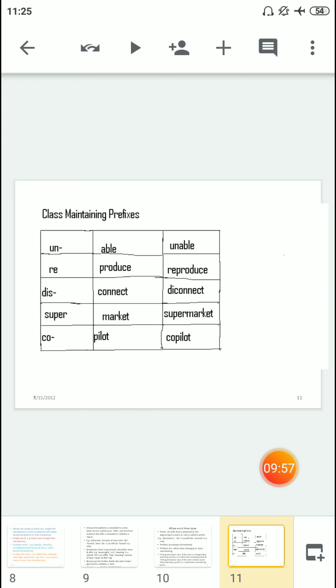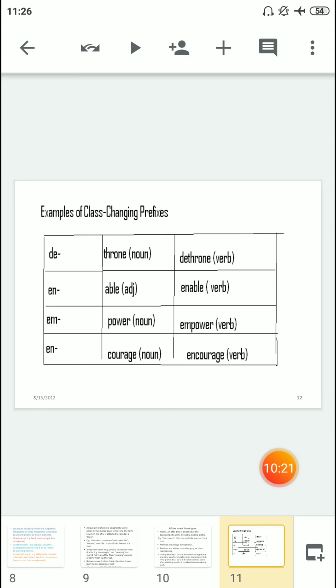unable. Able is an adjective, unable is also an adjective. Reproduce, produce is a verb, reproduce is also a verb. Disconnect, connect is a verb, disconnect is also a verb. Market, noun. Supermarket, noun. Pilot, noun. Co-pilot, noun. Means these prefixes maintain the class.